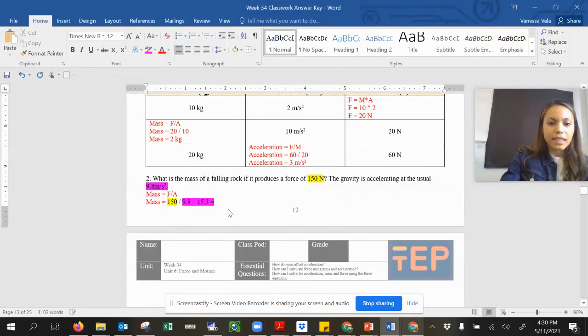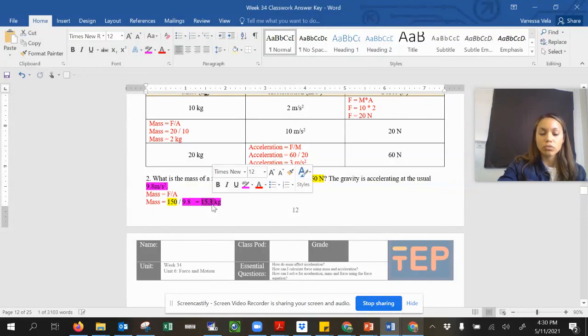Okay, well, anyway, it's going to equal 15.3. And the unit for mass is kilograms. So making sure that you put the right unit. You get it correct if you put the correct value or amount, and then if you put the correct unit. If you get one of them wrong, then it's a half a point off.